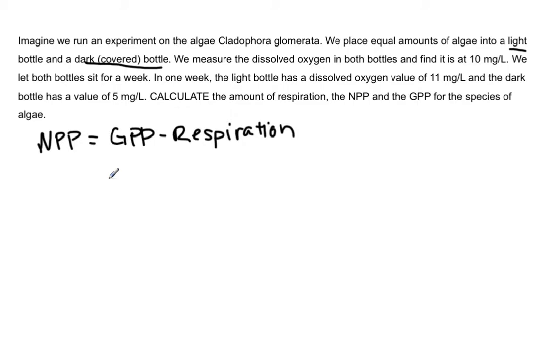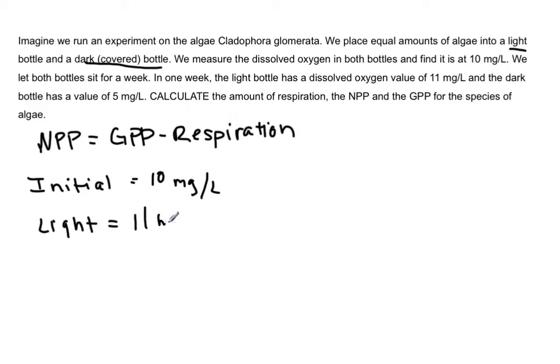And we initially start off with 10 milligrams per liter of oxygen. And then we let them sit for a week. In 1 week, let's take a look at our light bottle. It's going to equal 11 milligrams per liter. And the dark bottle has a value of 5 milligrams per liter.